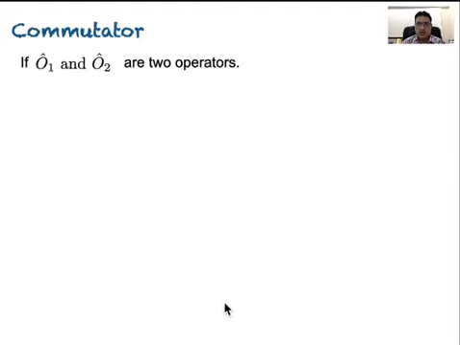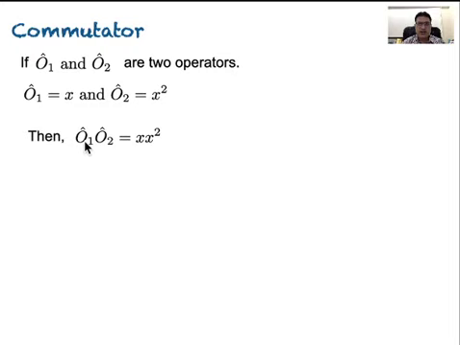Okay, so first concept is the commutator. Let's say if O1 and O2 are two operators, then let's assign some known things to these operators. So let's say O1 is equal to X and O2 is equal to X squared. Now if I take the product of O1 with O2, then I will get X times X squared. So this will be my X cube.